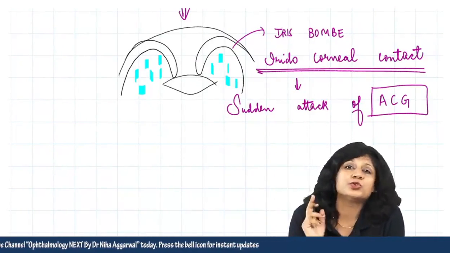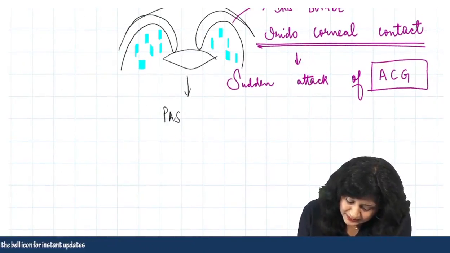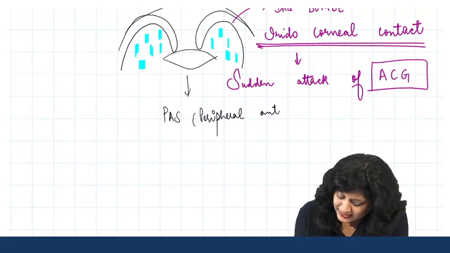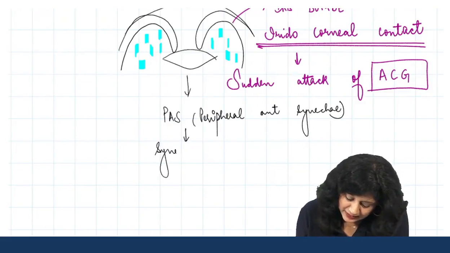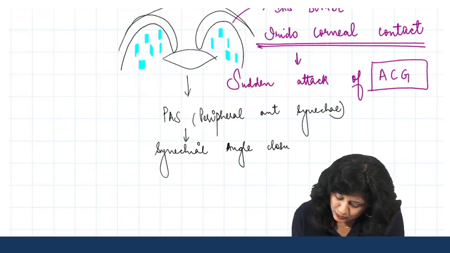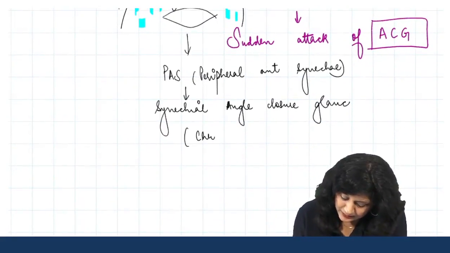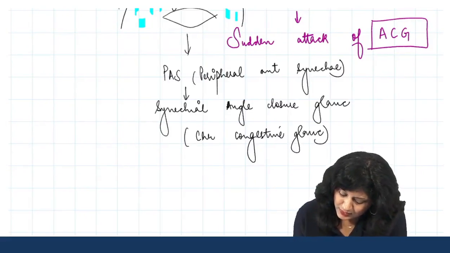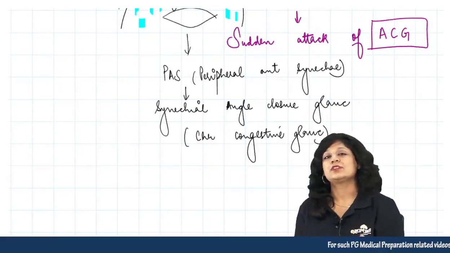If this takes place chronically, there can be formation of peripheral anterior synechiae, and due to the formation of these synechiae, we can have synechial angle closure glaucoma, which is a kind of chronic congestive glaucoma. This is the whole cycle that takes place due to pupillary dilatation and rise of IOP, but it is not open angle glaucoma, it is angle closure glaucoma.